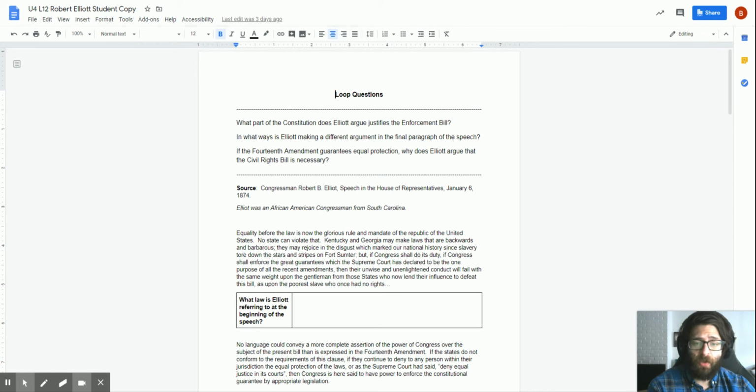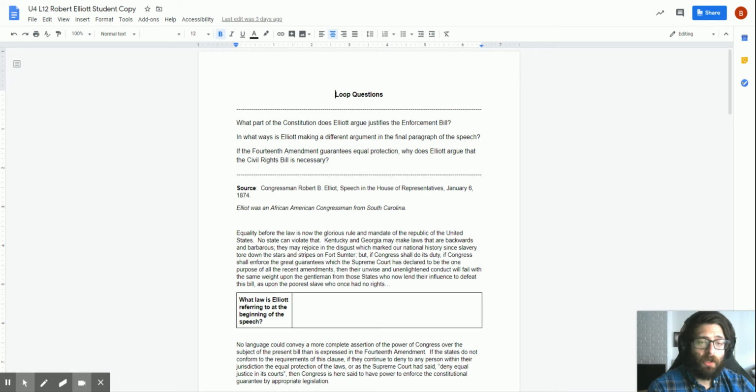So, for the first question, what part of the Constitution does Elliott argue justifies the enforcement bill? So, to put that in other words, the Constitution is a pile of rules and laws and all that information. What specific part of the Constitution or amendment does Elliott say backs up the Civil Rights Bill or the Civil Rights Act of 1875?